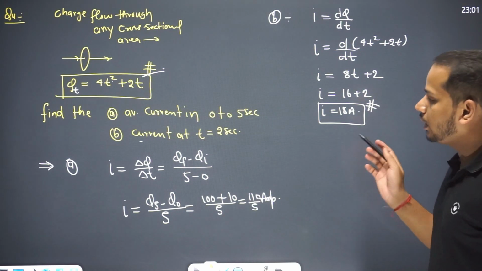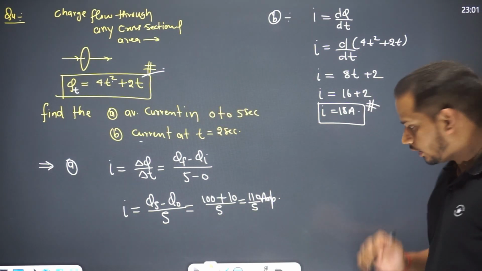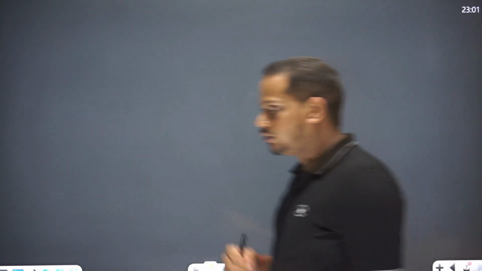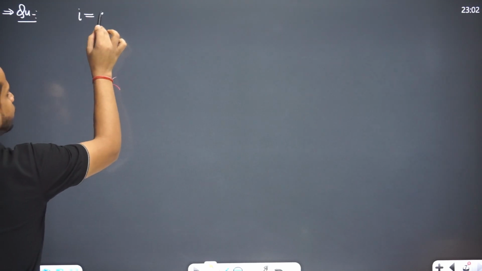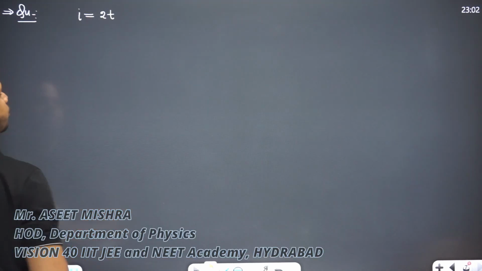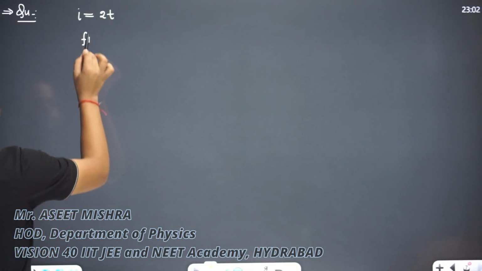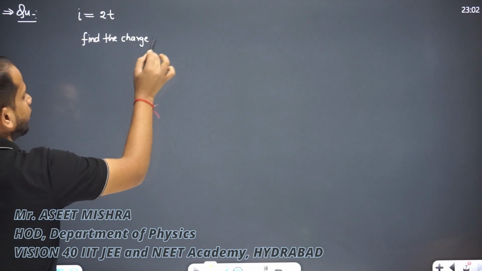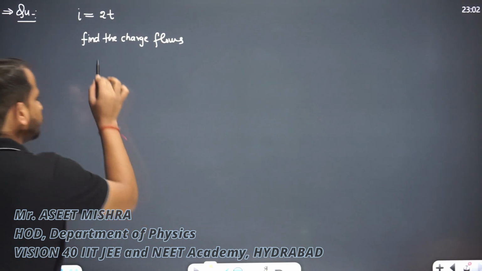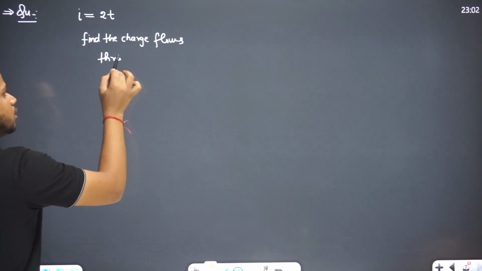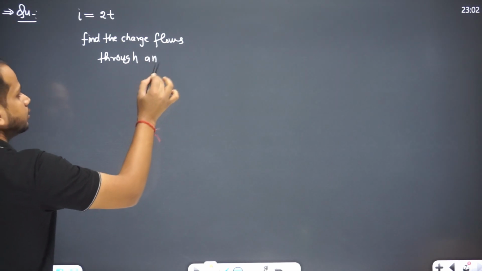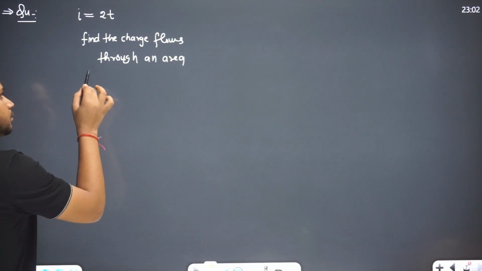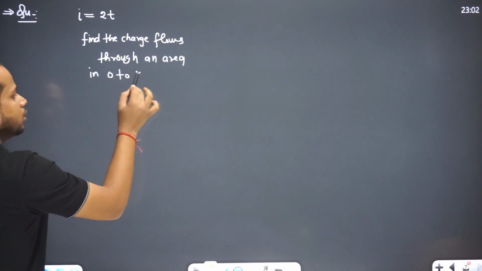This is the one format in which they can give you the Q and ask you about the I. Now let's see what is the next format that they can ask. They can give you the I, right? Like I am just taking in general, I is equals to 2t, right? Find the charge that flows through an area in 0 to 2 seconds.